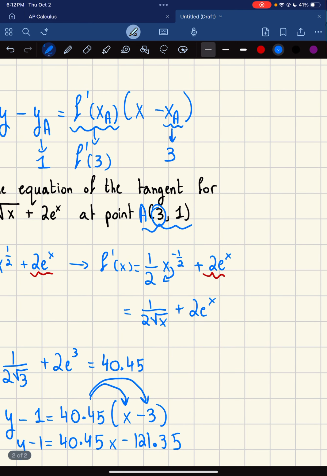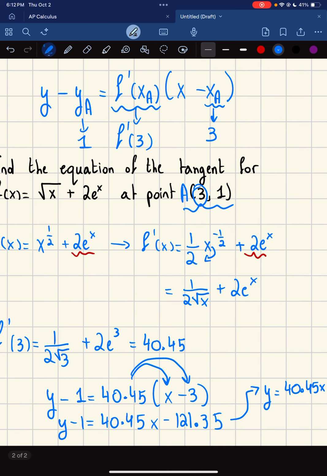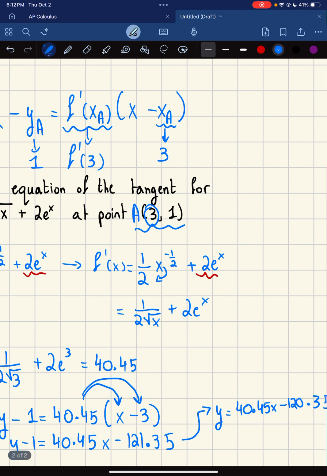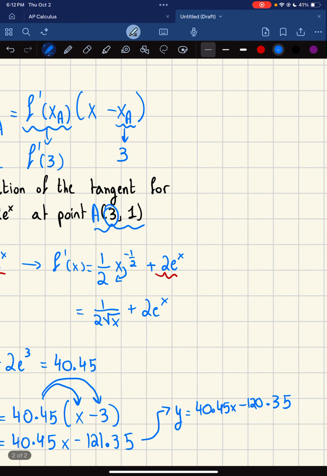So then y equals 40.45x minus 120.35. Because the minus 1, when it goes to the other side, it becomes plus 1. So minus 121.35 plus 1 will be minus 120.35.